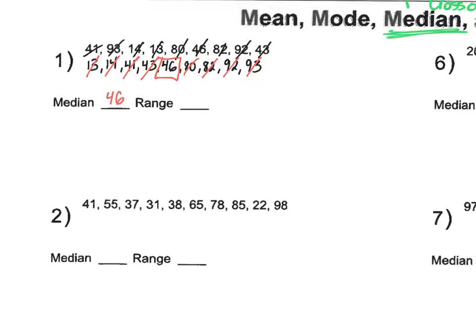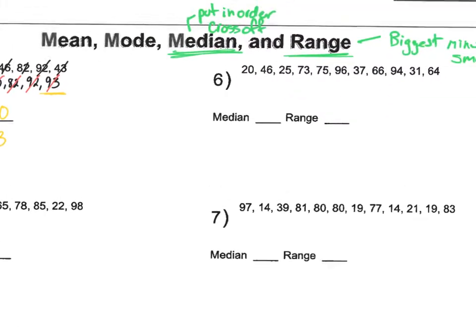Now, in order to find the range, you have to take the biggest number, which is 93, and subtract the smallest number. So you have 93 minus 13. The answer for that would be 80. Okay, now I want to do one more example with you.